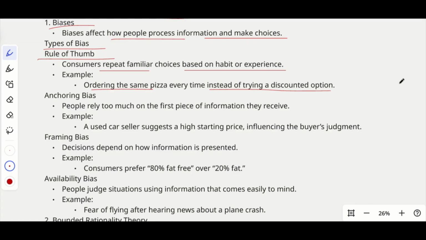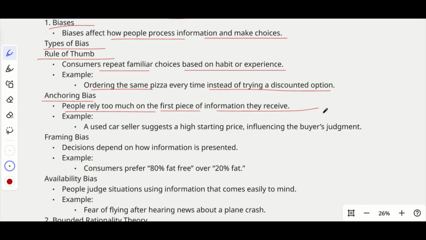So we have some favorites, right? Once we tried something and we loved it, loved the flavor, the smell, or the taste, we might continuously buy that product instead of trying something new or trying a discounted option, something like that. Okay, that is a rule of thumb. Consumers repeat familiar choices based on habit or experience. Then we have anchoring bias. What is anchoring bias? People rely too much on the first piece of information they receive.